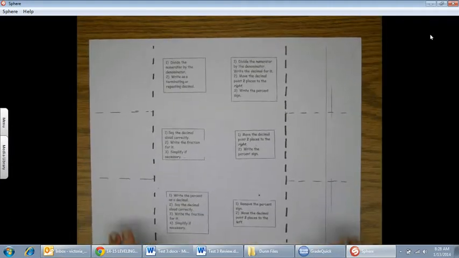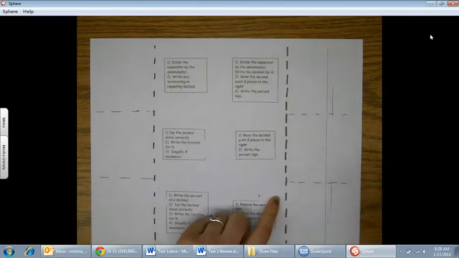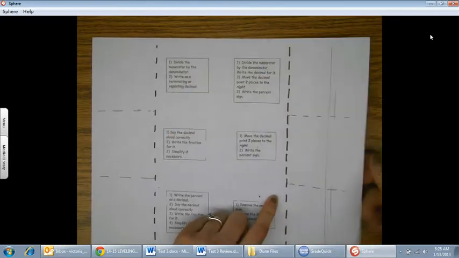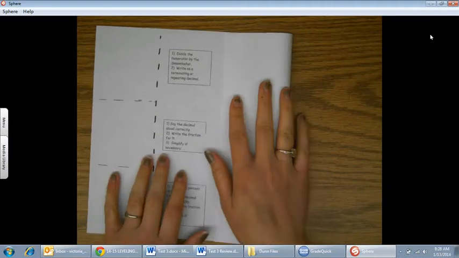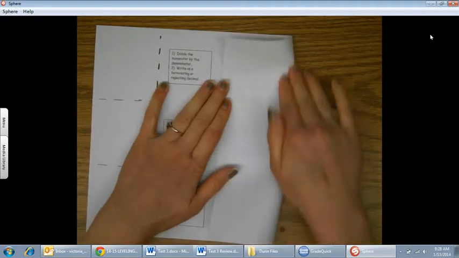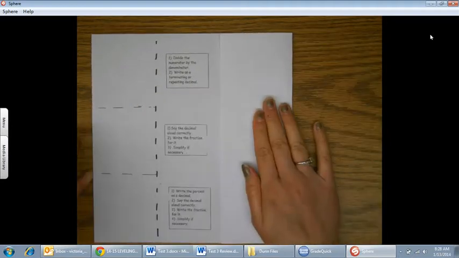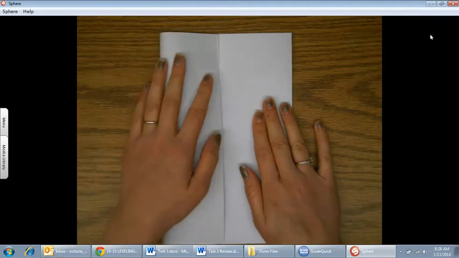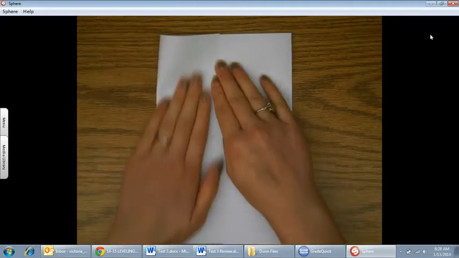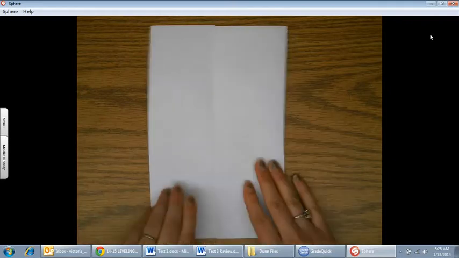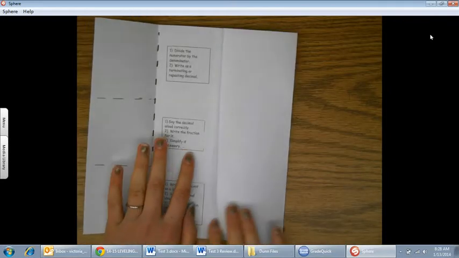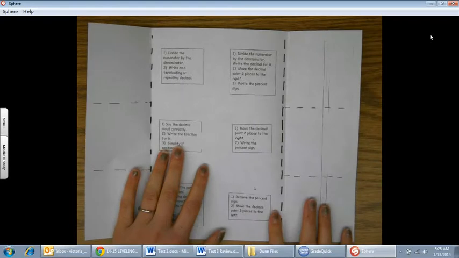First thing I want you to do is fold your paper inward on this dotted line so that it looks like this. And then fold the other side to do the same thing. And when you open it up, you should have creases on those dotted lines.